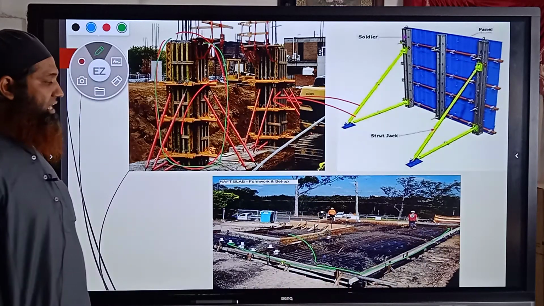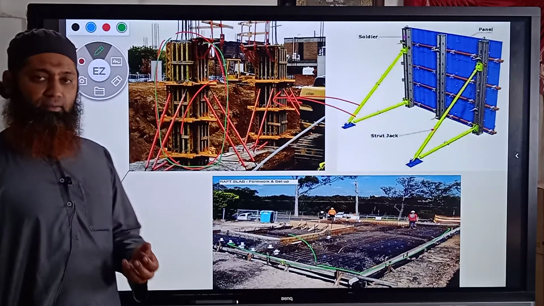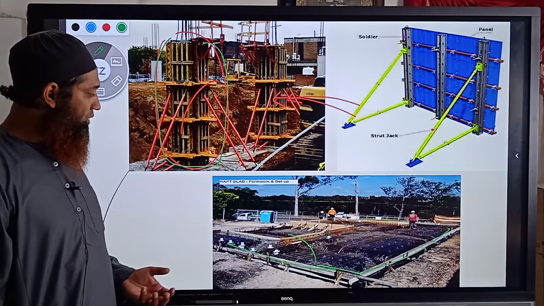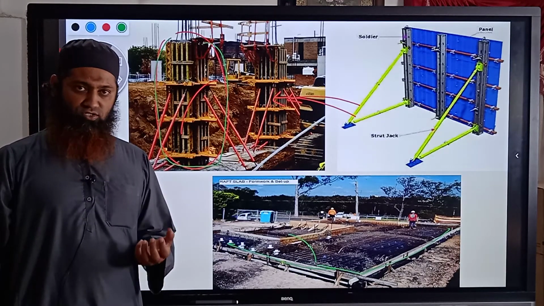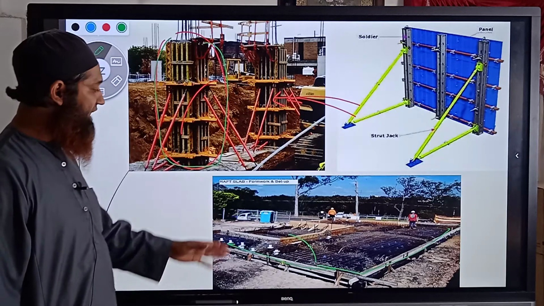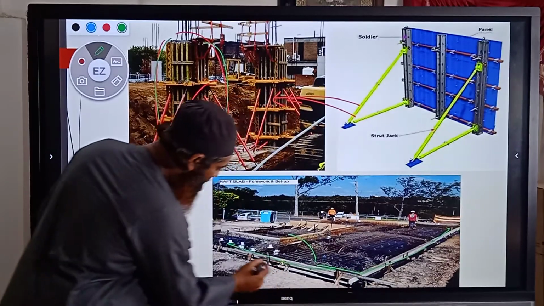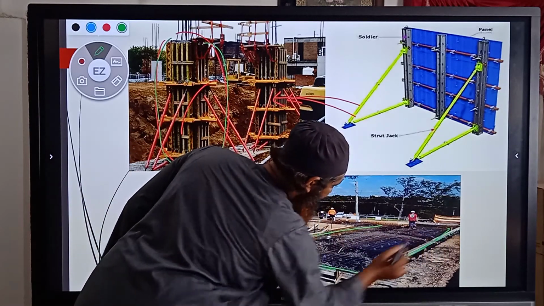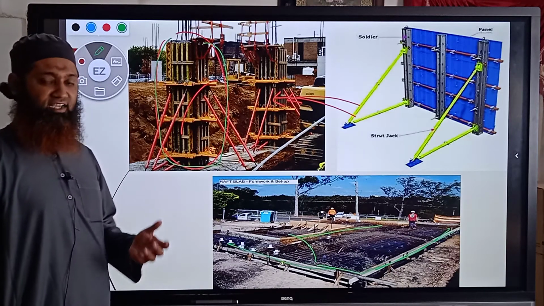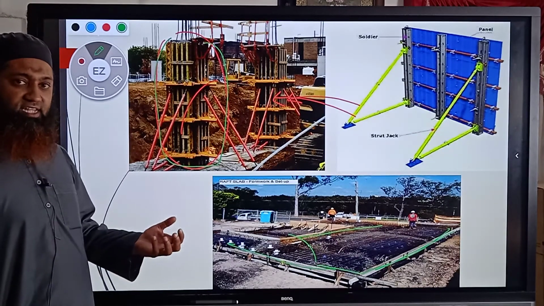A raft slab is used where the SBC of the soil, the soil bearing capacity, is very low. At those places the soil is not able to bear any load, so we come up with this raft slab. For the raft slab also, this whole formwork has been cast here. What did we say? The formwork is a container in which fresh concrete is placed and compacted.